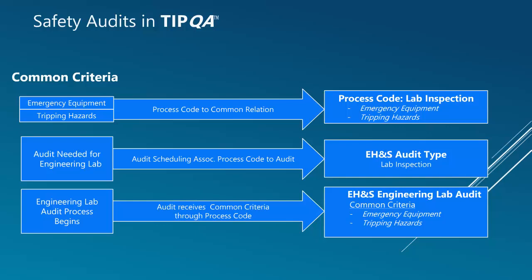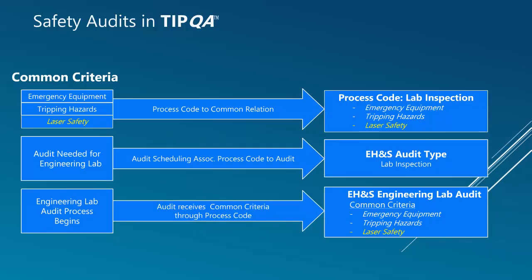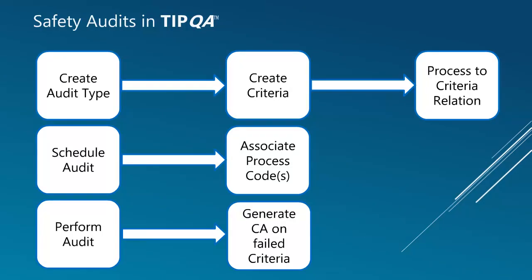Now, what happens to this example if I decide to add another common criteria to this process code? Adding additional criteria becomes quite easy. You don't have to go and change each scheduled audit. All you do is associate the new common criteria with the process code. The process code to common relation will now pass on 3 common criteria when an audit is started that references that process code. It's an easy way to save time and have greater accuracy and control in maintaining your audit records.